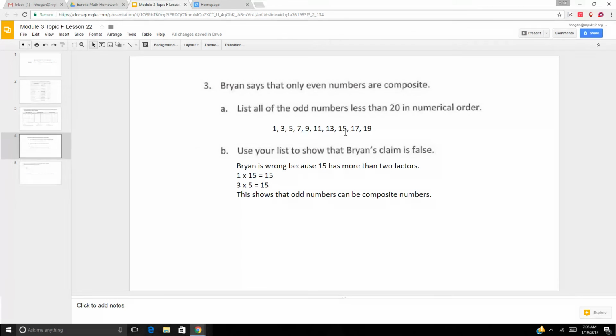And we know that 15, well, 1 is just 1 and itself. 3 is 1 times 3. 5 is 1 times 5. 7 is 1 times 7. 9, 1 times 9. 11 is 1 times 11. 13 is just 1 times 13. But 15 is 1 times 15, but also 3 times 5. So that means that Brian is wrong because 15 has more than 2 factors. This shows that odd numbers can be composite. It has itself and 1, which would make it prime, but it has another set of factors.